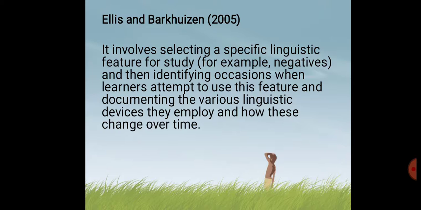Ellis and Ferguson in 2005: it involves selecting a specific linguistic feature for study, for example negatives, and then identifying occasions when learners attempt to use this feature and documenting the various linguistic devices they employ and how they change over time.